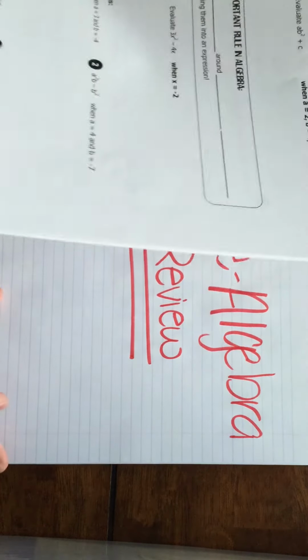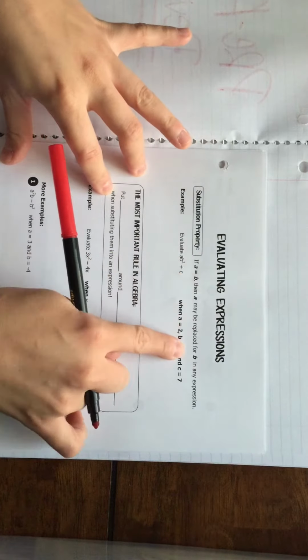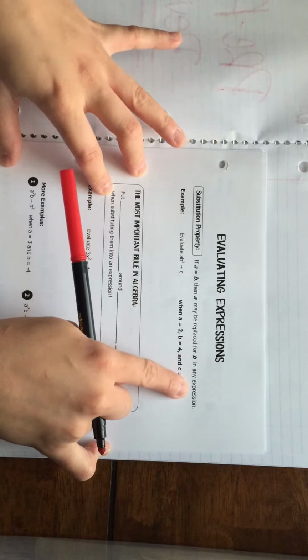I first want to cover evaluating expressions. If I want to evaluate an expression, we want to remember that an expression is when we do not have an equal sign. So we are going to evaluate expressions using the substitution property. If A equals B, then A may be replaced for B in any expression.